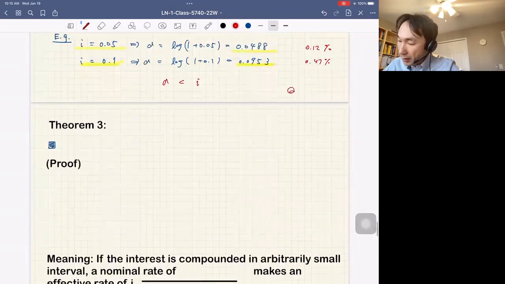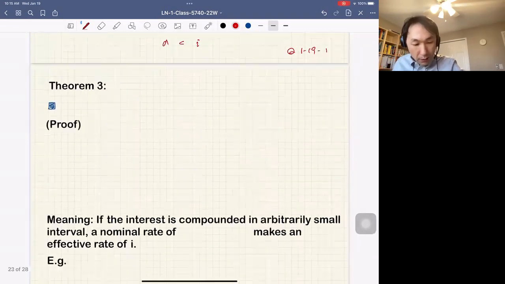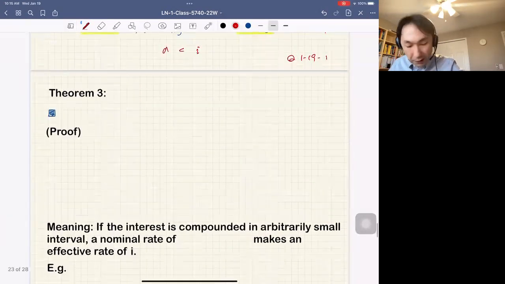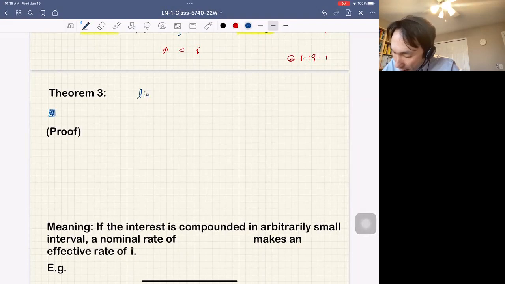One quiz based on this. And the next theorem: I have already mentioned verbally that if interest compounds many times a year, then that becomes the force of interest. So I state this as the limit as m goes to infinity of I superscript m is equal to log of 1 plus I.